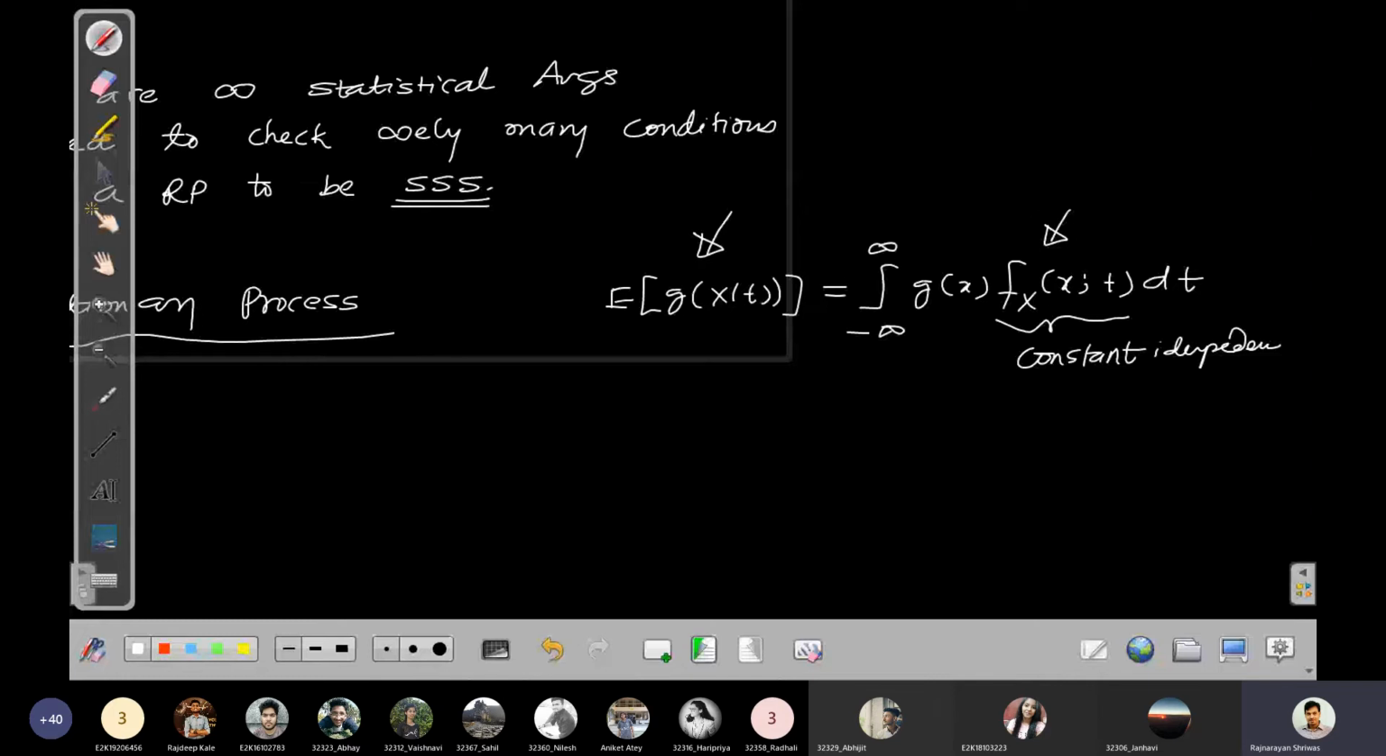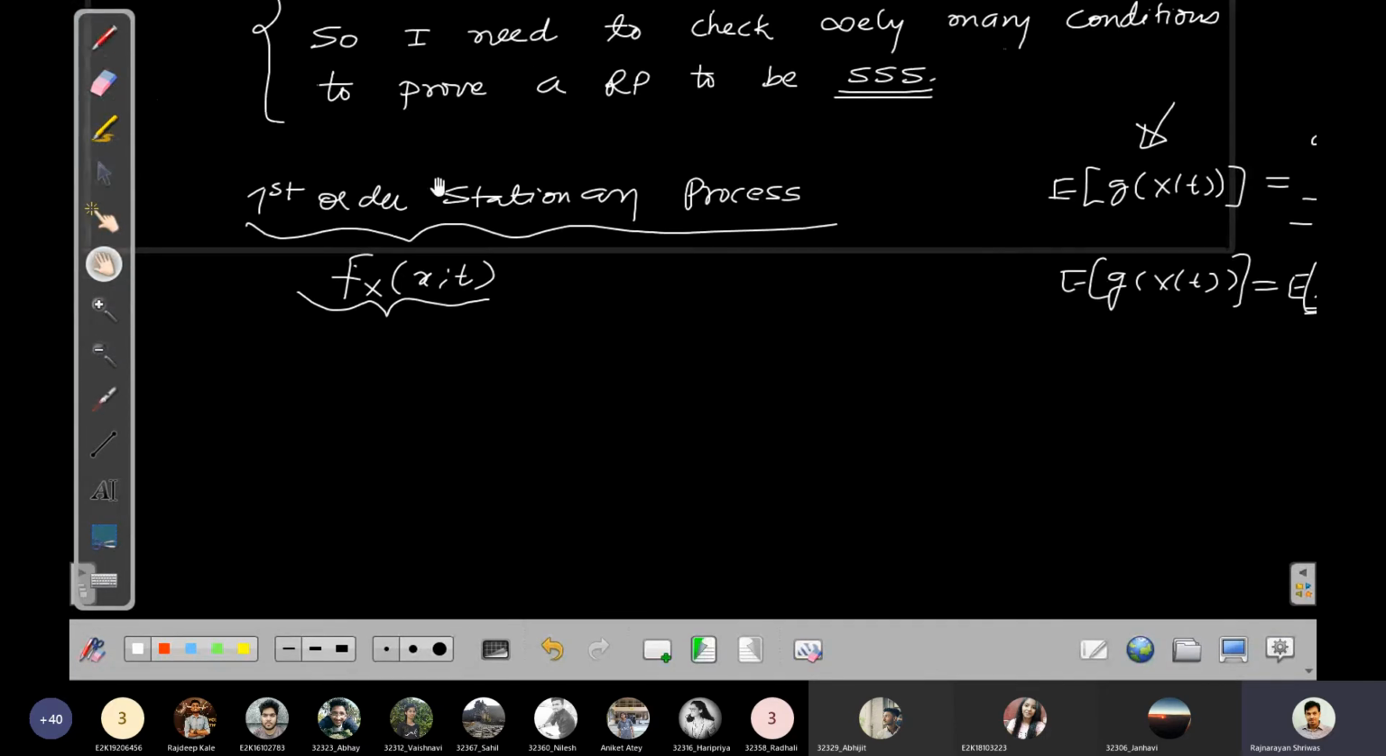You can choose g(x(t)) like this also, like x cubed of t. You can choose it, but it's going to be constant, because in the integration, the term which is dependent on time is already constant. So if you take the expectation of x cubed of t, what will you get? A constant, if this is constant.